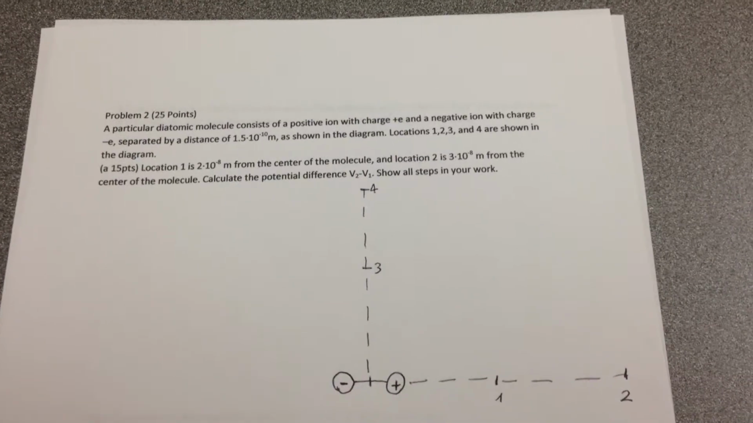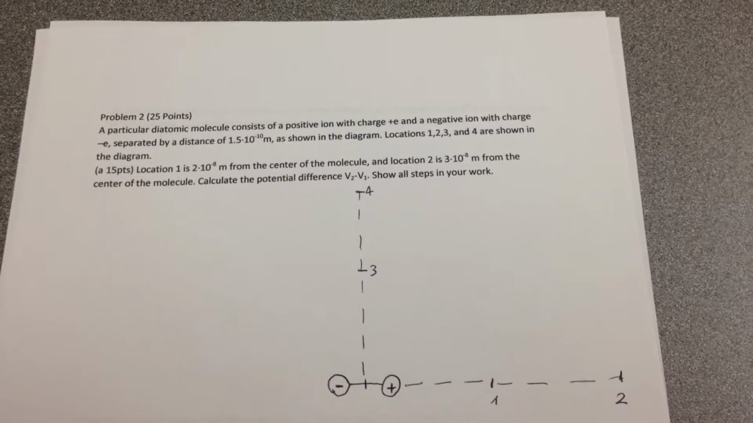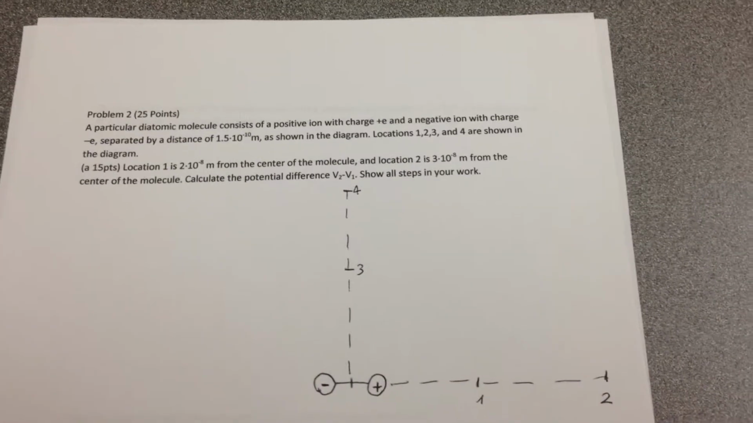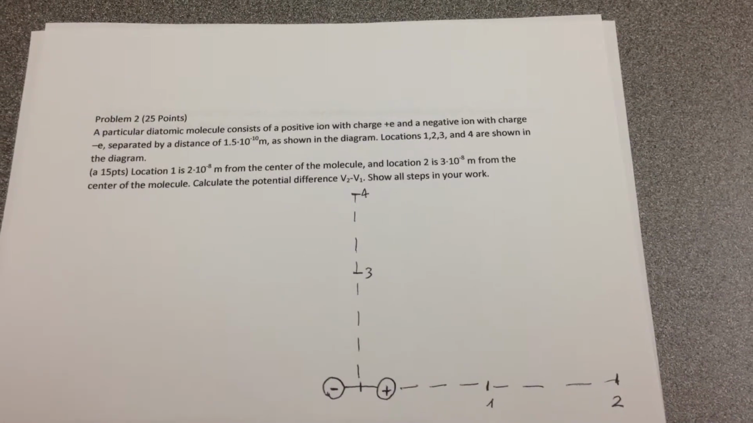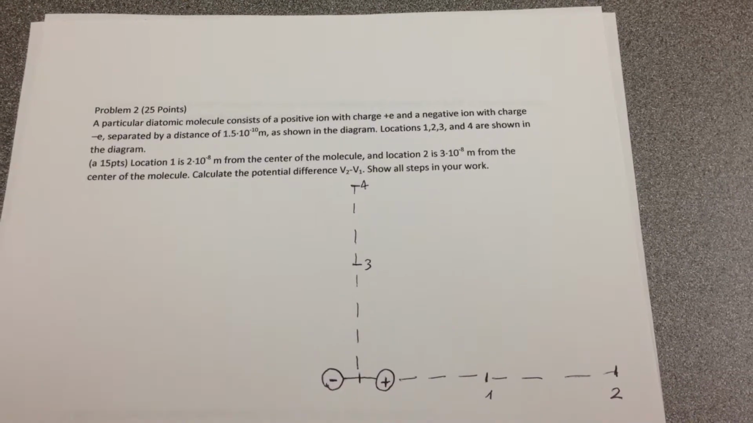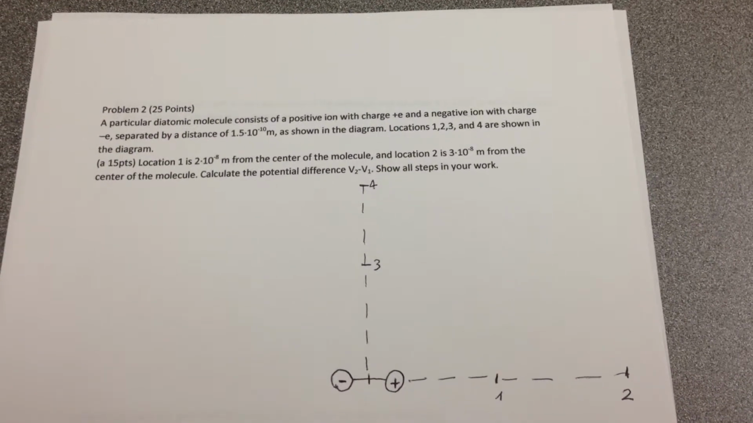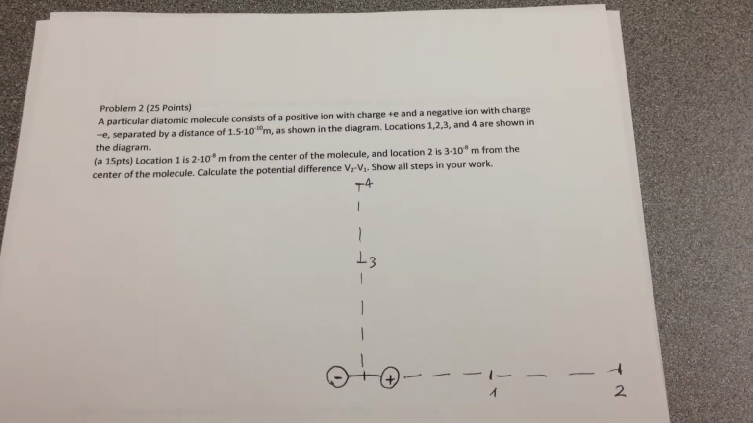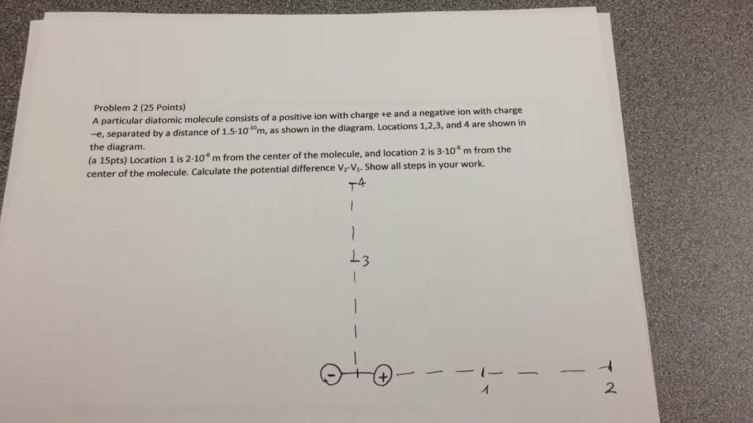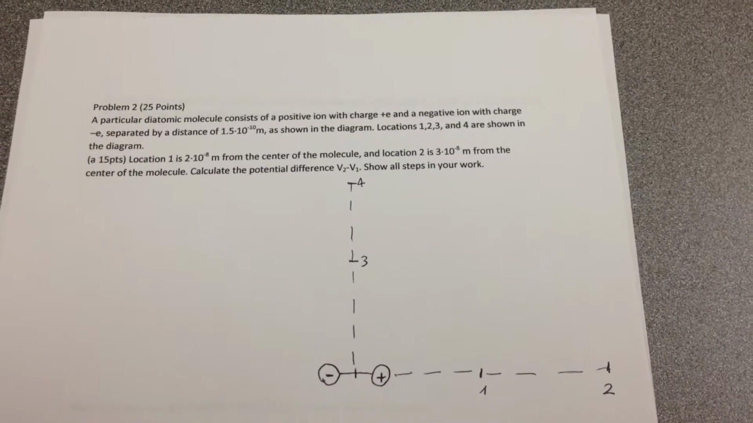So the first question was, location 1 is 2 times 10 to the negative 8 meters from the center of the molecule, and location 2 is 5 times 10 to the negative 8 meters from the center of the molecule. Calculate the potential difference V2 minus V1. Show all steps in your work.